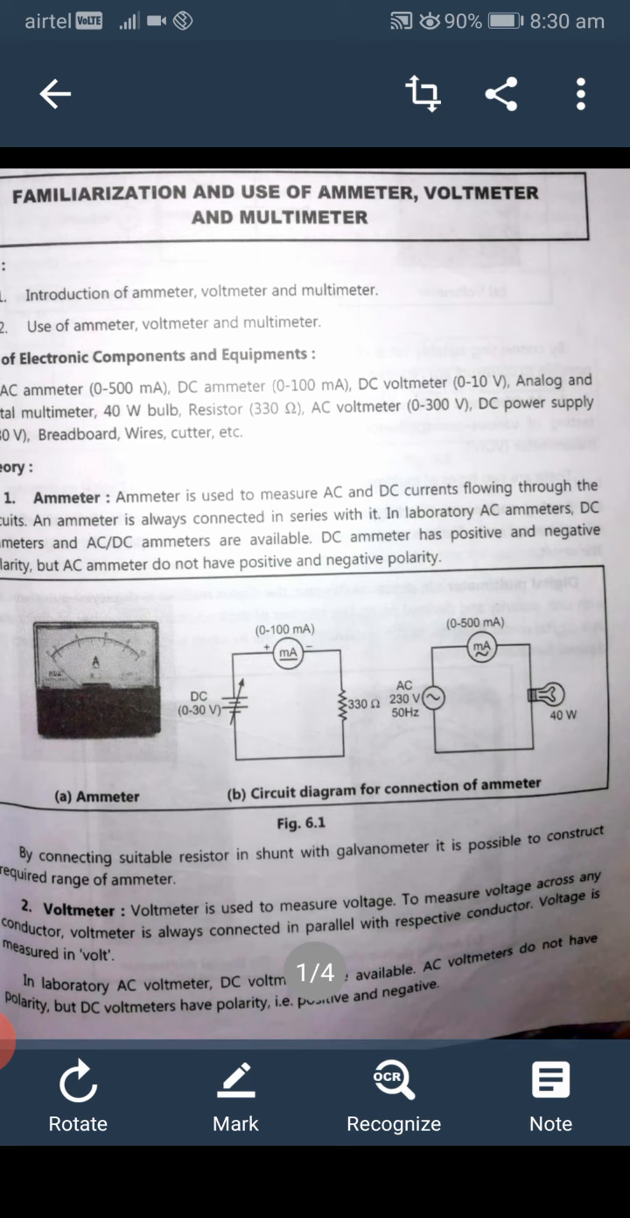Voltmeter. A voltmeter is used to measure voltage. To measure voltage across any conductor, the voltmeter is always connected in parallel with the respective conductor. Voltage is measured in volt. In the laboratory, AC voltmeter and DC voltmeter are available. An AC voltmeter does not have polarity, but a DC voltmeter has polarity, that is positive and negative.